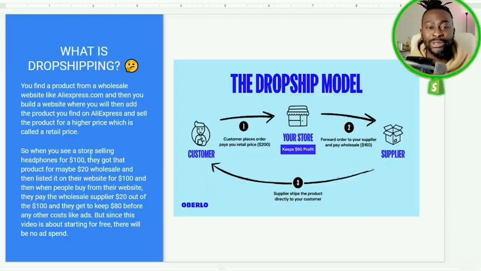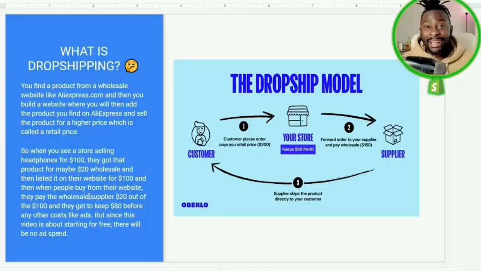Okay. So when you see a store selling headphones for $100, they got that product for maybe $20 wholesale and then listed it on their website for around $100. And then when people buy it from their website, they pay the wholesale supplier $20 out of the $100 and they get to keep $80 before any other cost like ads. But since this is a video where you'll be starting completely for free, there will be no ad spend.